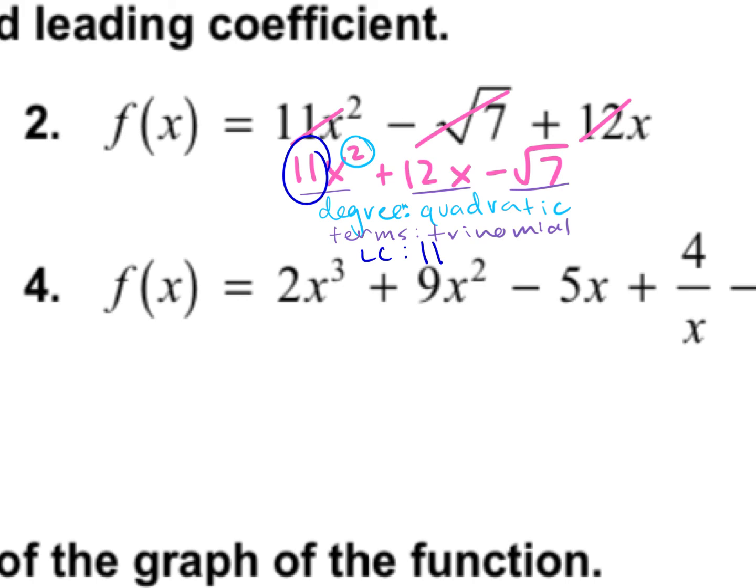Is 4 a polynomial? No. Why not? There's an x in the bottom of a fraction. So not a polynomial.